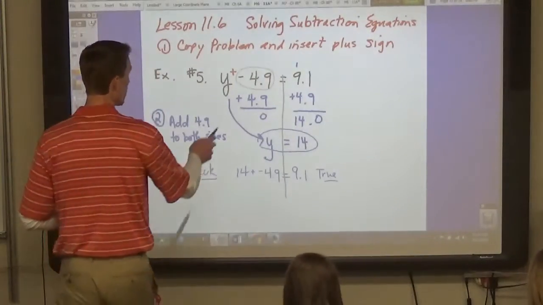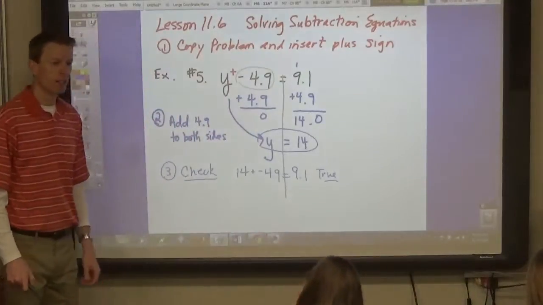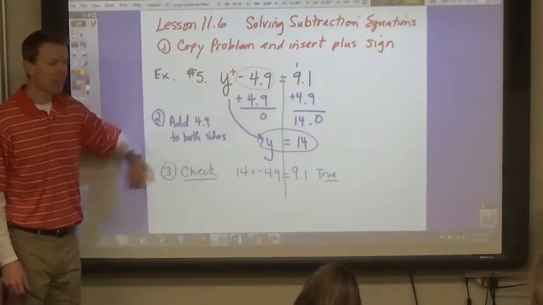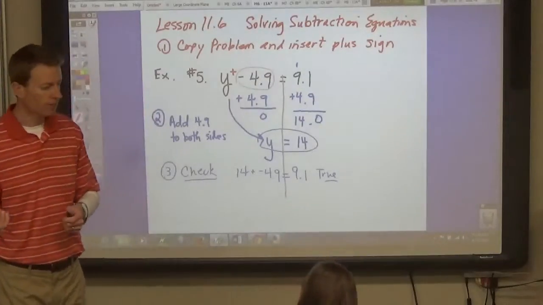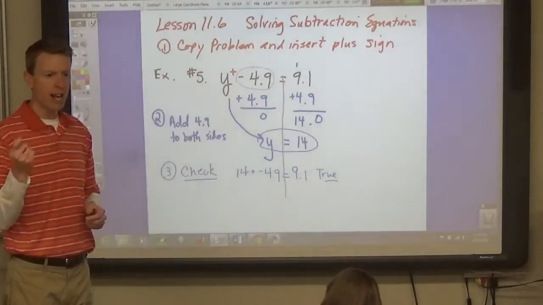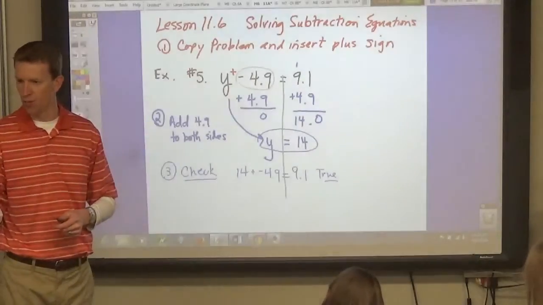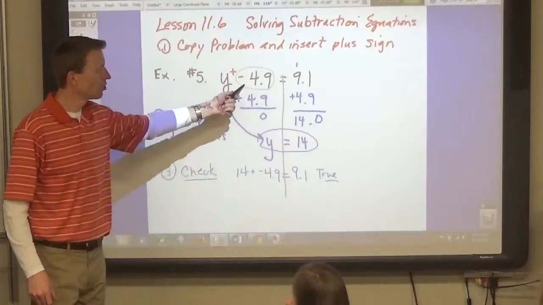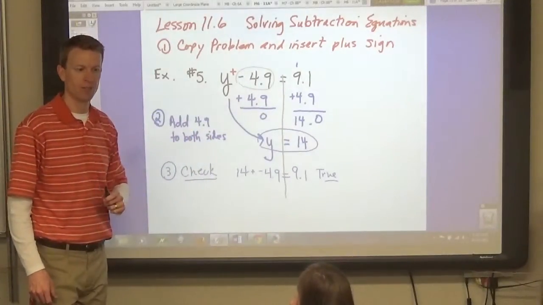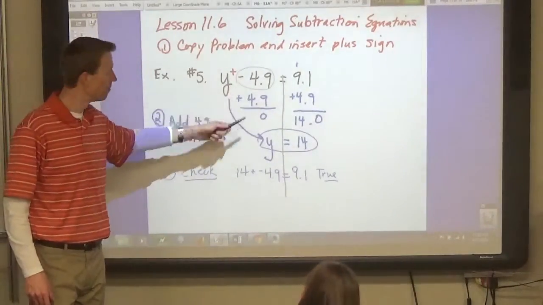So if you're starting with a negative number, then you're adding the positive. Remember, when you were solving the equations with addition, we were always adding negative numbers to solve those. Today you're going to be adding positive numbers because you're starting with a negative number. Just like the one you copied in your notes.